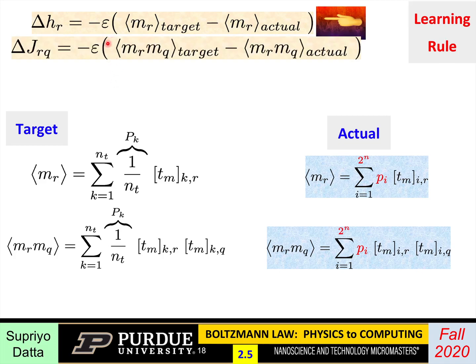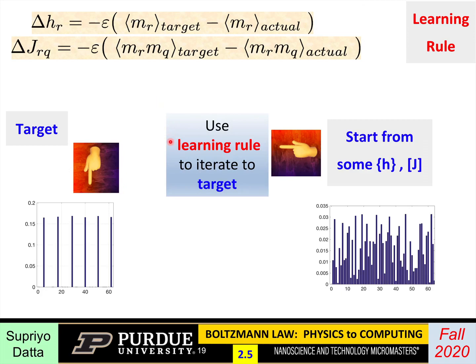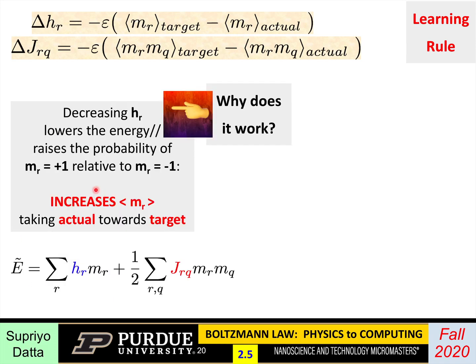But the other rule is, how do I adjust the weight matrix values? Well, there again you look at the correlations. And if the target is bigger than the actual, then you reduce the corresponding J. So that's the rule, you see. And what you do is, you use this learning rule to start from some arbitrary H and J, where you got this mess of a response, and then if you keep iterating, you'll eventually get to your target, where you really want to be, you see. And why does it work?